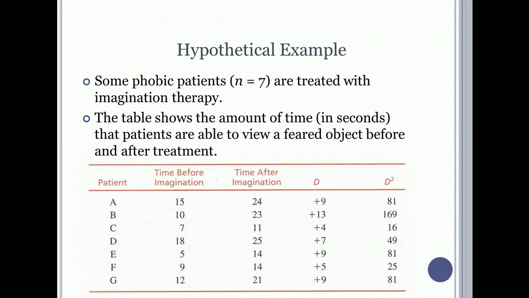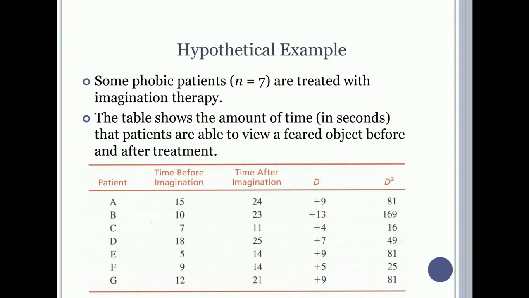And then they're treated with imagination therapy, meaning that they're told, well, imagine the spider is a fluffy bunny, or something non-harmful or non-scary, or a puppy dog. And then let's see how long they can stand the feared object in seconds again. So after imagination therapy for patient A, they were able to stand the feared object of spiders for 24 seconds versus 15. So a gain of 9 seconds. 9 seconds more they were able to stand the feared object.